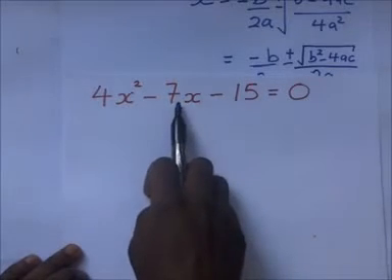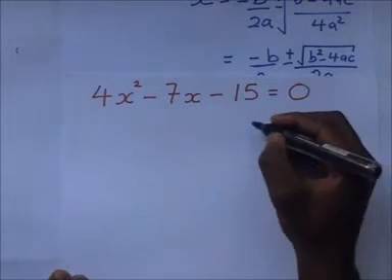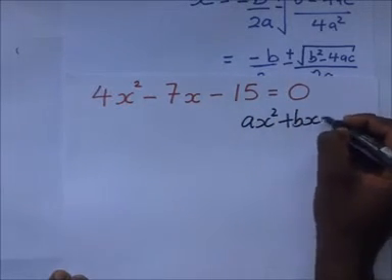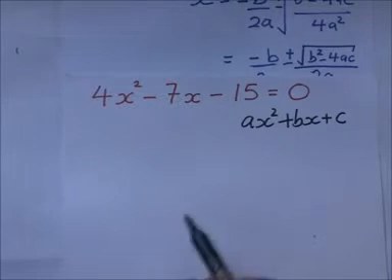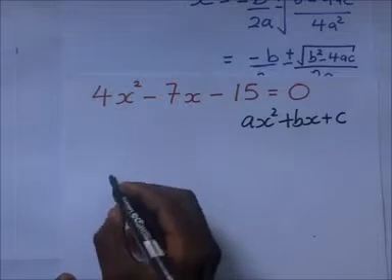We have 4x squared minus 7x minus 15 is equal to 0. Again, we are going to rearrange it in this form, ax squared plus bx plus c. But right here, it's already arranged in this form. So what we do, we are just going to substitute into this formula.